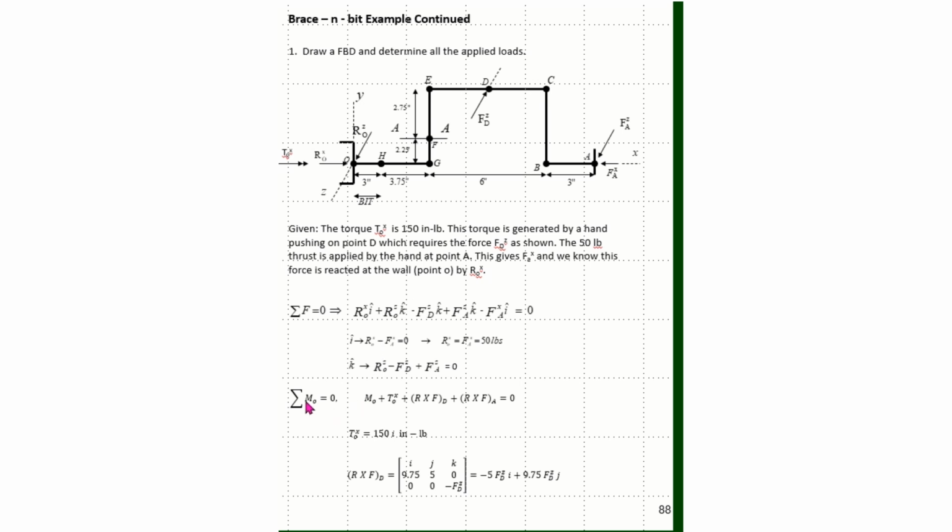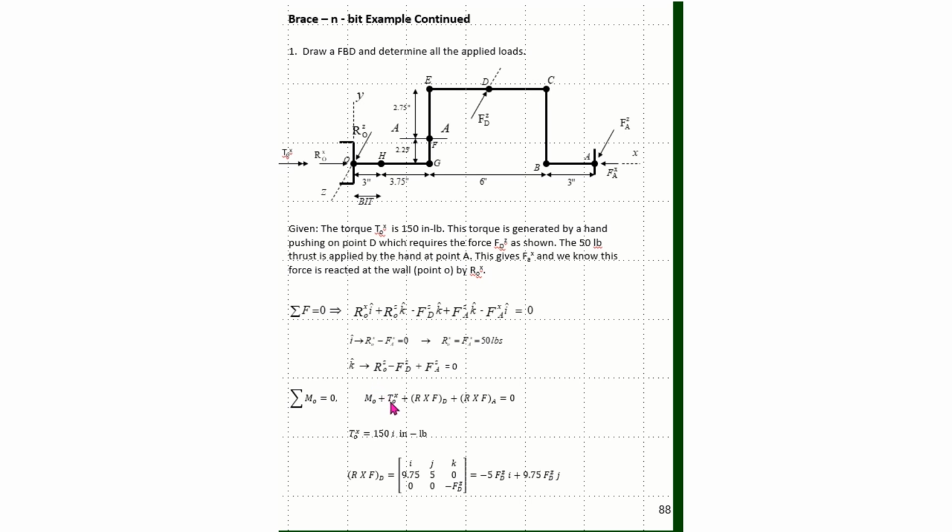Now I need to turn and look at summation of moments. And so I have the moment at point O, and this moment right here will actually be 0. So I put it down there to note that I have thought about it, and then I typically cross it off if it's 0 and show that it goes to 0.